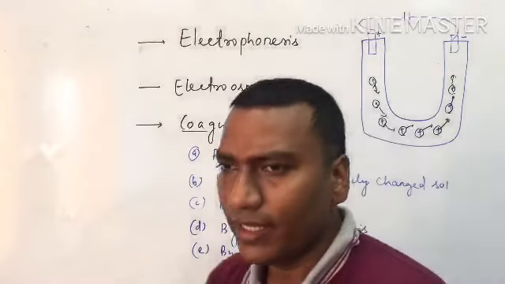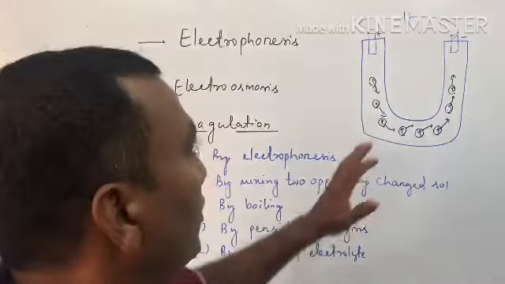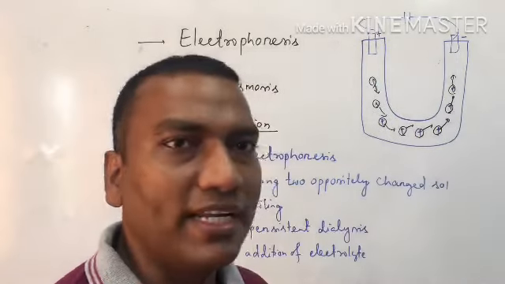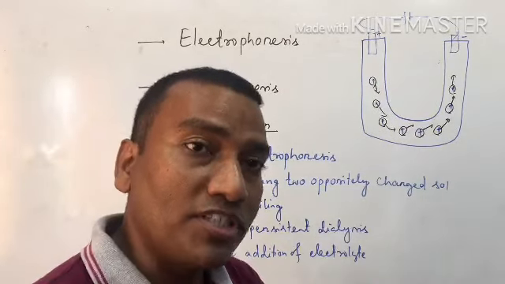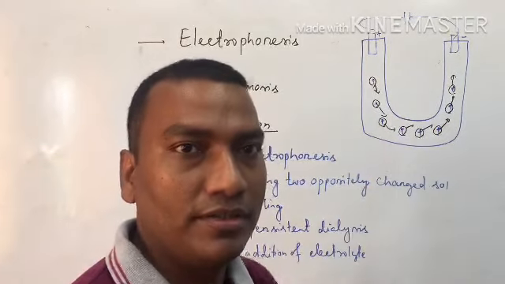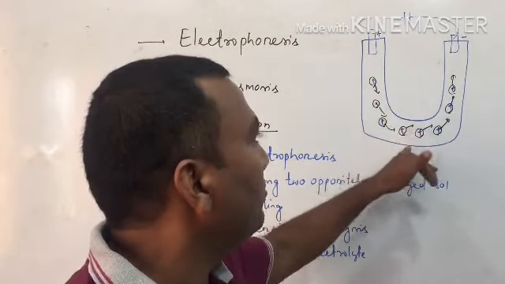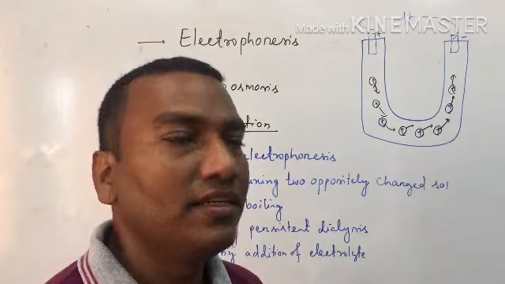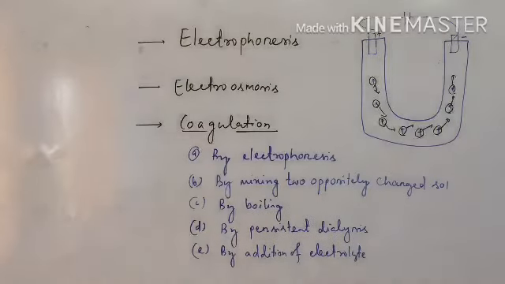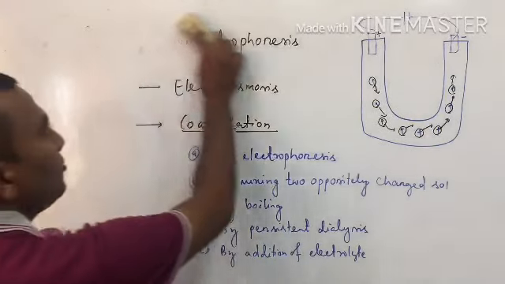Okay. Then the next term is, what do you mean by electroosmosis? So you see, when we apply an electric field, the migration of colloidal particles takes place. The process by which this migration of colloidal particles can be stopped is known as electroosmosis. Clear now? So this is the meaning of electrophoresis and electroosmosis.